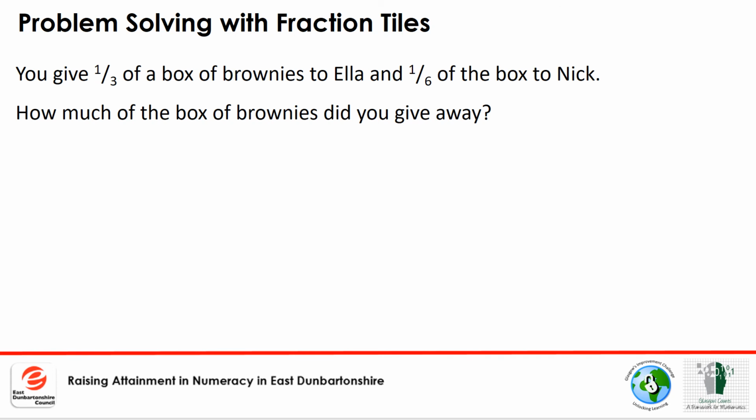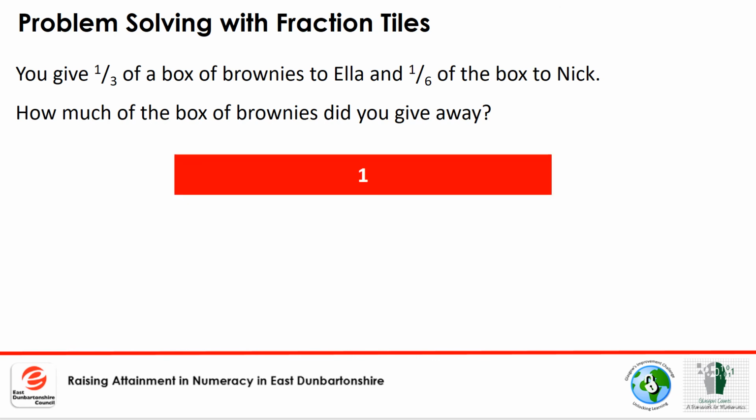Okay, so here goes. You give a third of a box of brownies to Ella and a sixth of the box to Nick. How much of the box of brownies did you give away? Now, what I didn't tell you before was it's always useful to compare to your one whole box. So that's my box of brownies. I've got my third and I've got my sixth. Altogether, how much of the box did I give away? So really what we're saying is, what's a third plus a sixth? Just physically looking at it, what do you think the answer would be?